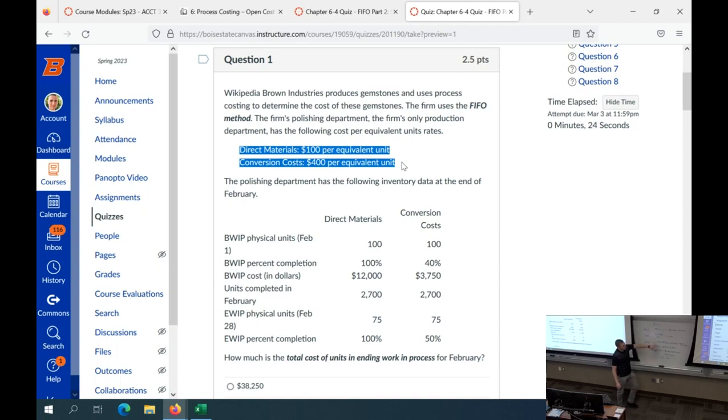to complete the tasks in step 3. And at the very end, of course, I can see this question stem, how much is the total cost of units in ending work in process for February? So this is an ending work in process cost question with total costs.